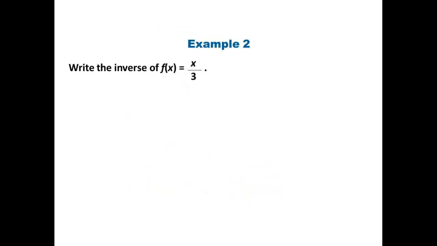Here's our next example. Write the inverse of f of x equals x over 3. So again, first thing we're going to do, change the f of x to a y. Just a little bit easier to work with. Next step, switch the x and y. And solve for y. So y divided by 3, so we need to multiply both sides by 3. And we get 3x equals y. Our last step, instead of y, we write the inverse notation.